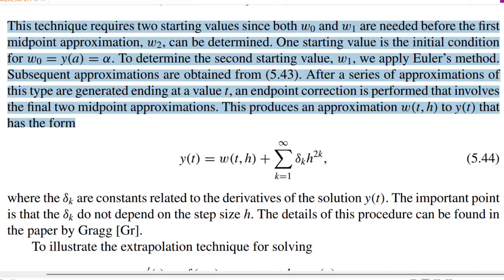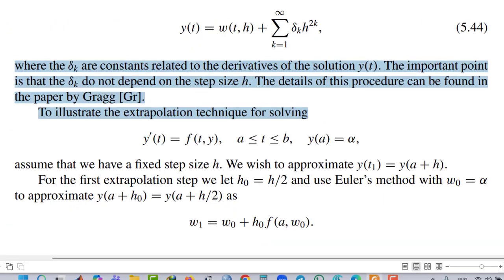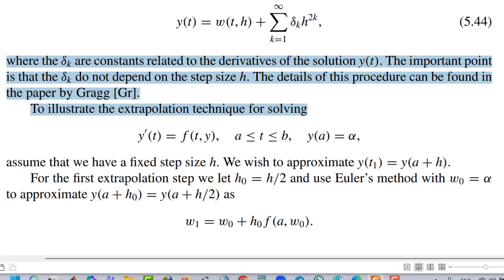After a series of approximations of this type are generated ending at a value t, an endpoint correction is performed that involves the final two midpoint approximations. This produces an approximation W sub h to y(t) that has the form where the delta k are constants related to the derivatives of the solution y(t). The important point is that the delta k do not depend on the step size h. The details of this procedure can be found in the paper by Gragg.